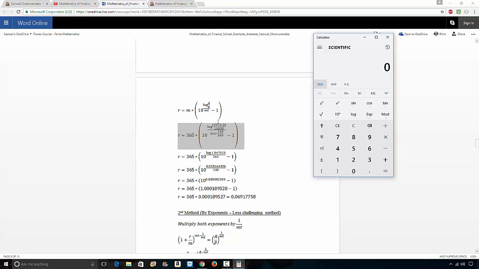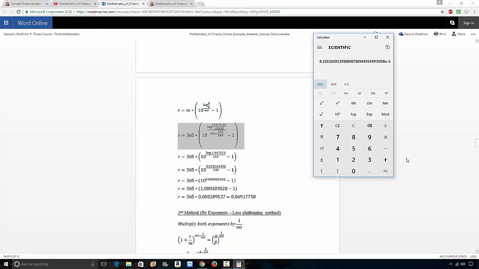I'm gonna do this first, then I divide by 245. So 10,475.25 divided by 10,000 equal to this. And I'm gonna do log of this, gives me this. Then I divide this by 245, gives me this.